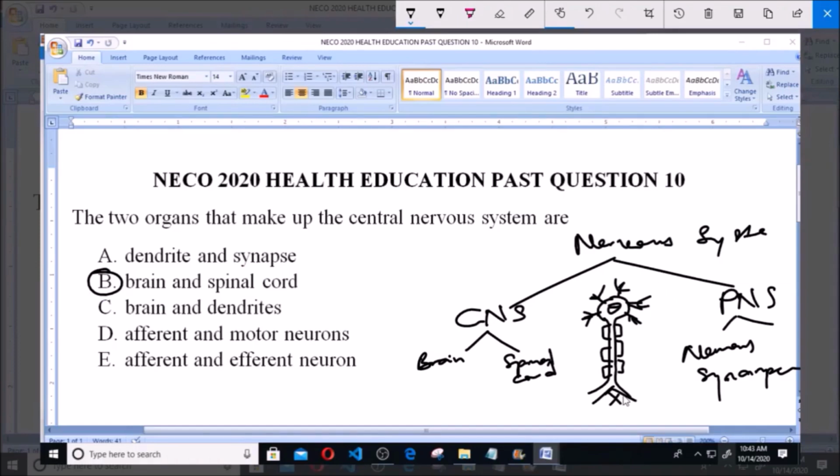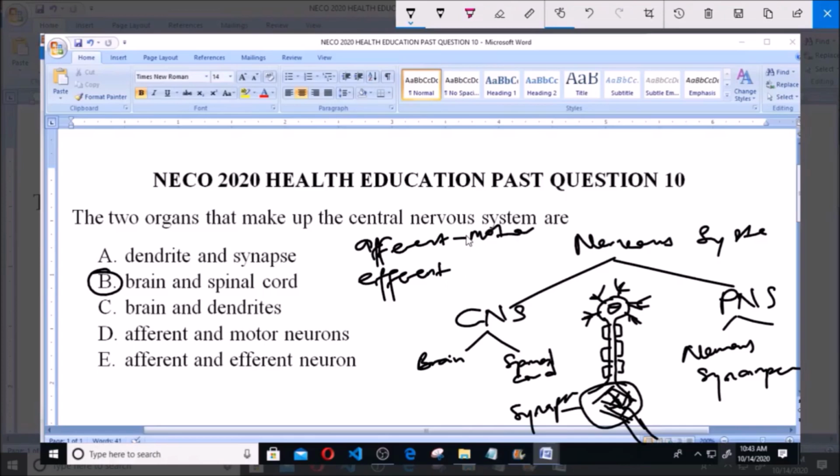Now the synapse is the point where, let's say we have another neuron like this, these two neurons meet to exchange information or impulses. Now we have afferent and efferent neurons. The afferent neurons are also known as sensory neurons, and the efferent neurons are also known as motor neurons.